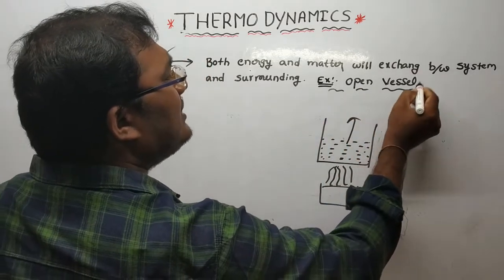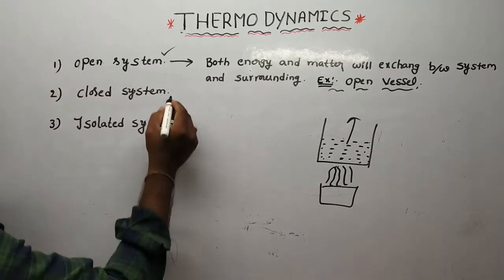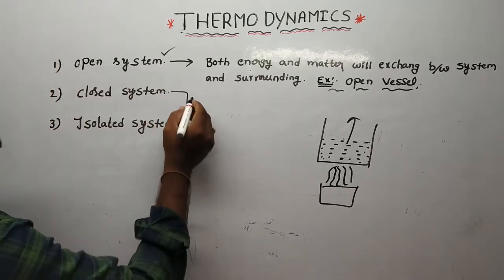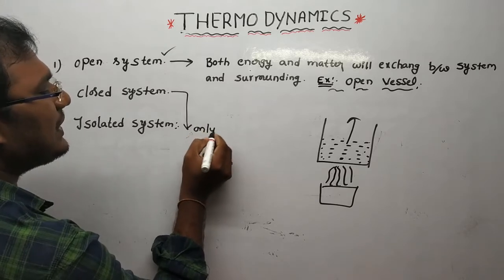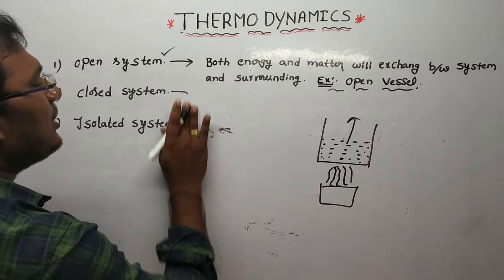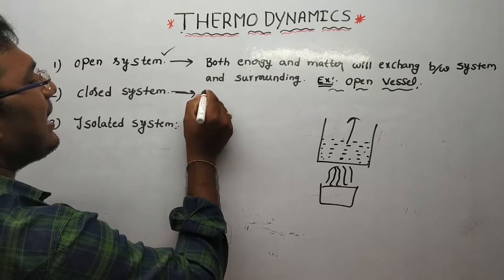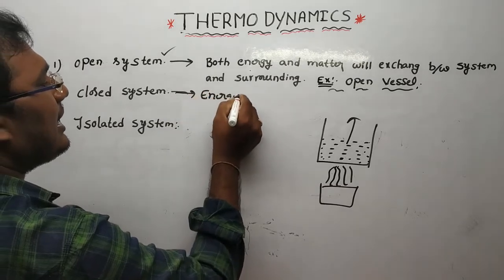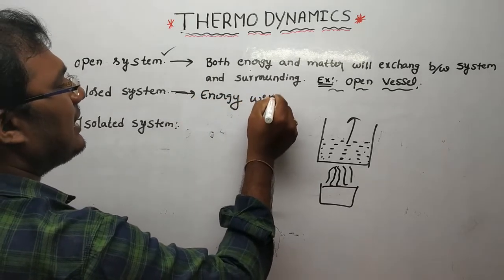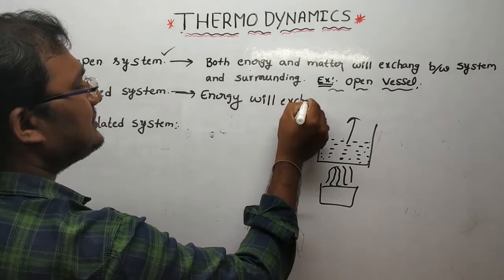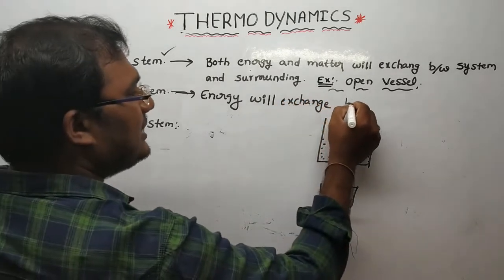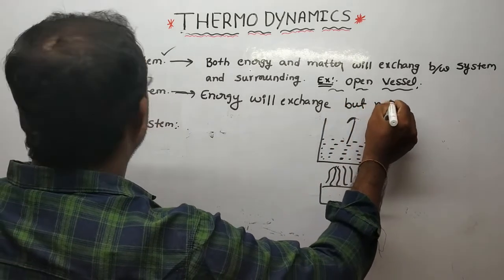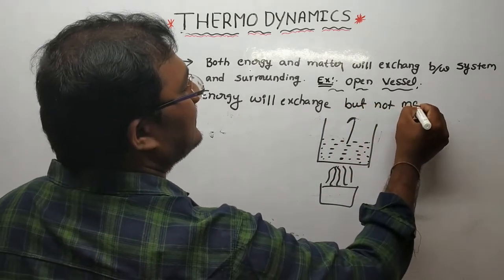Example, open vessel. Next one, closed system. The system in which only energy will exchange but not matter.